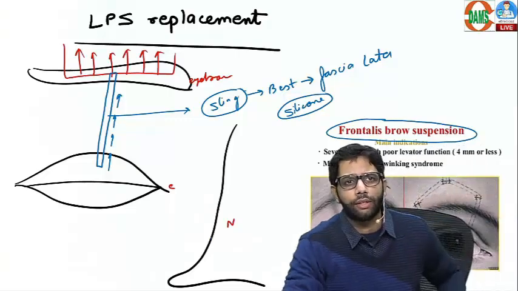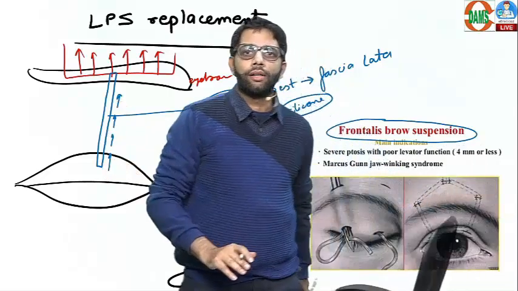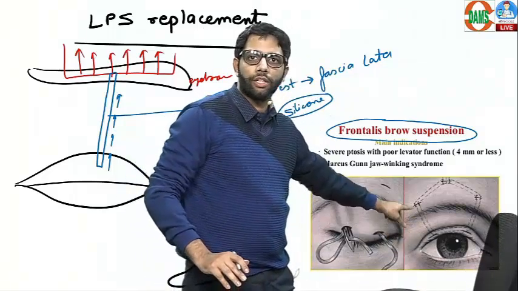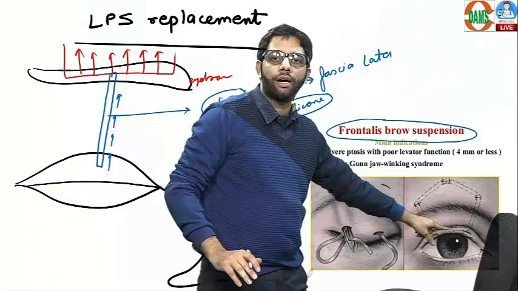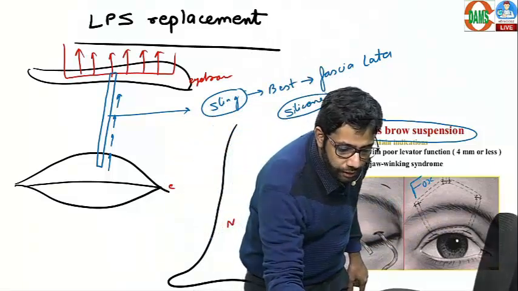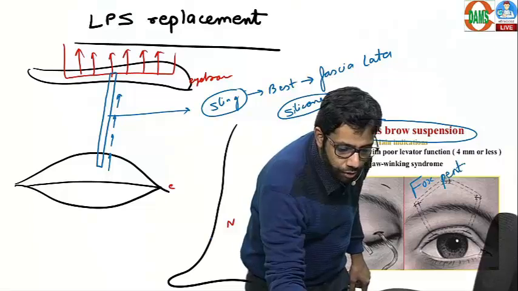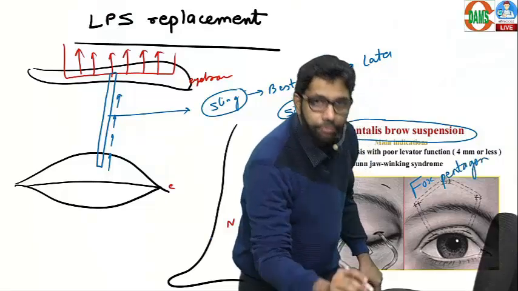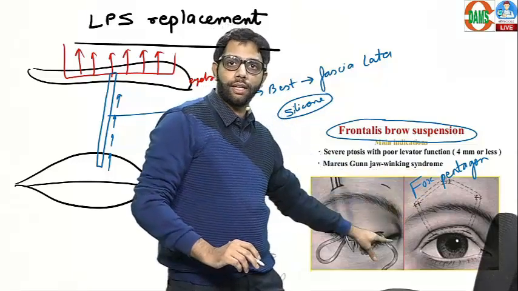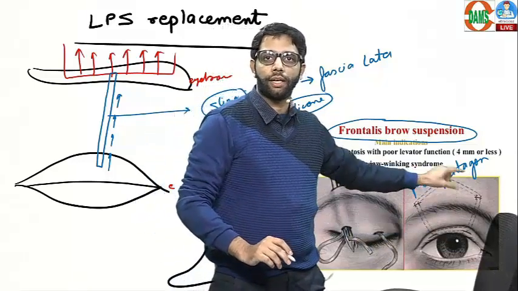There are various methods of doing it. This is just a line diagram which I showed. This is actually what is done. The sling is placed like this, like a pentagon. Who did this pentagon? Fox. So one approach is known as the Fox pentagon. All this sling is attached to the frontalis.